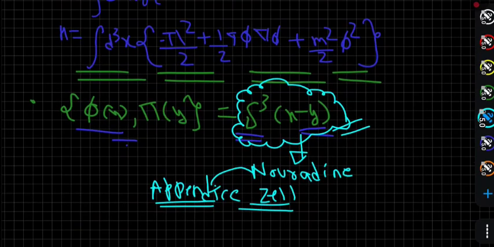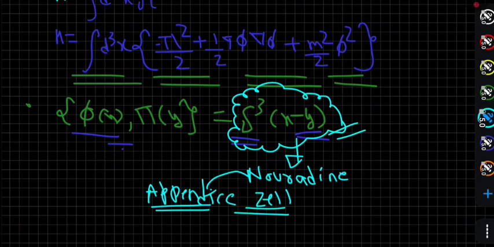Okay, so this was my video on some of the basic formulation. In the next video we are going to discuss some other very important commutation and Poisson bracket relations. So this is for today's video.